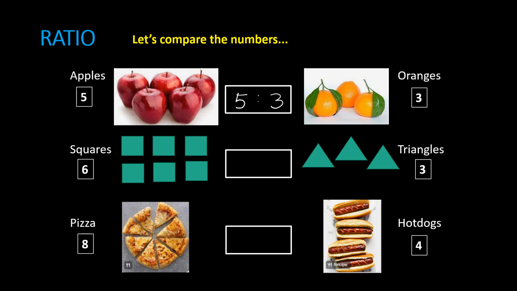Next example, 6 squares and 3 triangles. We write a 6, 2 dots, and a 3. And we say this is 6 to 3. Next one, 8 pizzas to 4 hot dogs. And we say this is 8 to 4.